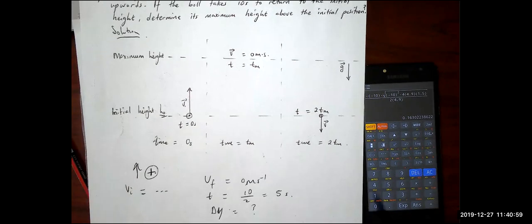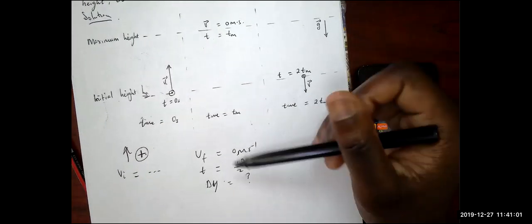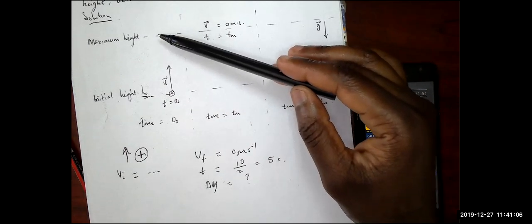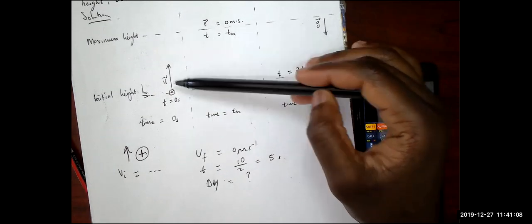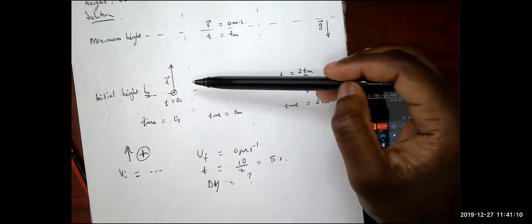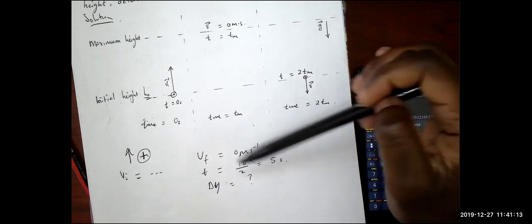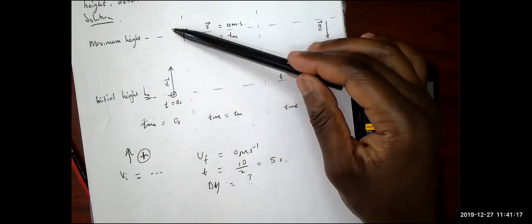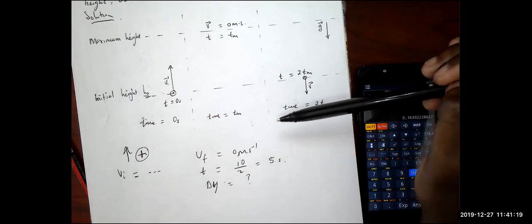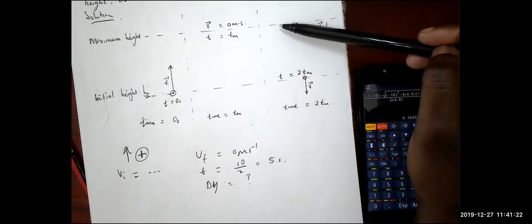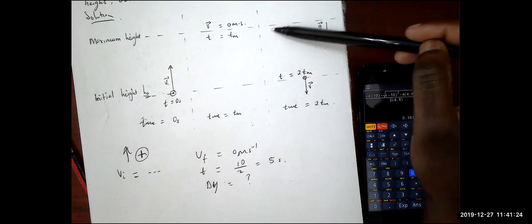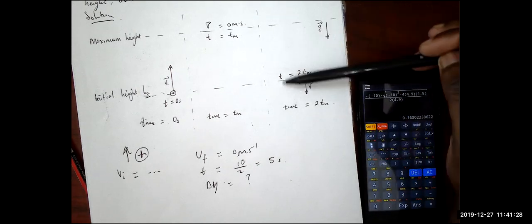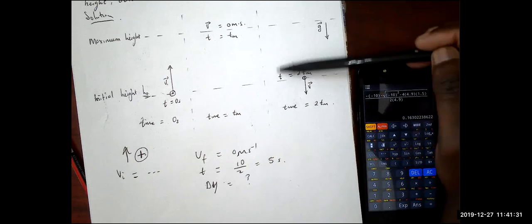So I think here we need to be clever and see. From this point to this maximum height, we want the distance, the change in y. But our v final, if we start from this point going up... we need to be clever here. Let's use the top and refer to this one as our v initial going down. That would be wiser for us.